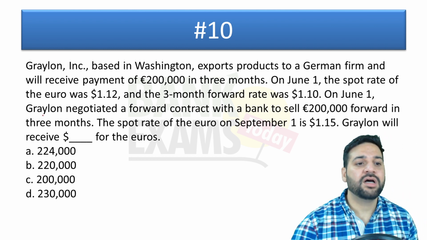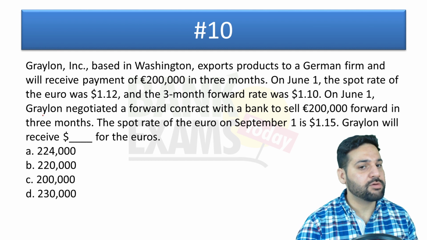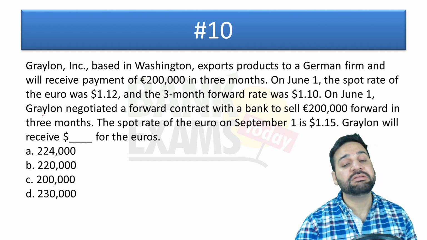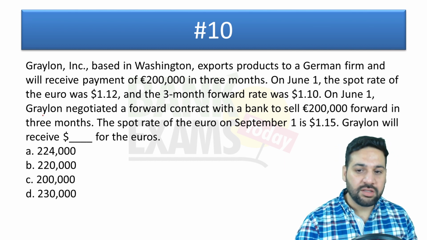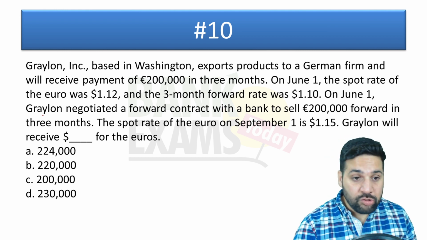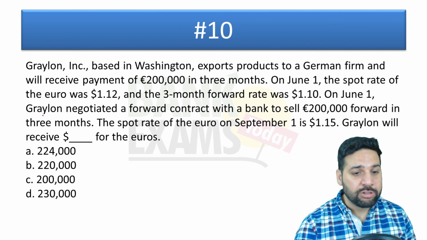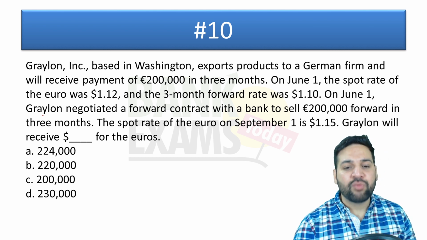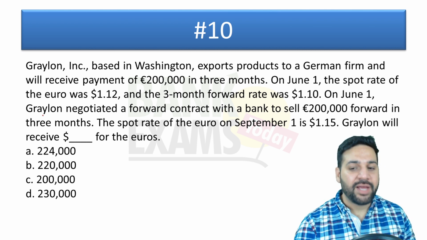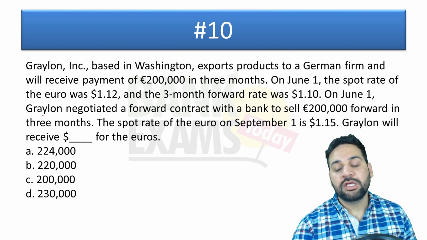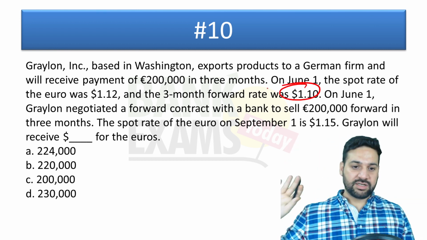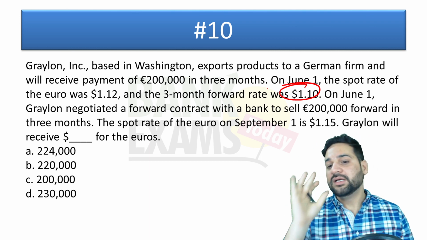This one is important. Graylon Inc., based in Washington. This is a 2-marker question. It exports products to a German firm and will receive payment of 200,000 euros in 3 months. On June 1, the spot rate of the euro was 1.12 and the 3-month forward rate was 1.10. On June 1, Graylon negotiated a forward contract with a bank to sell 200,000 euros forward in 3 months. So this is the rate he fixed, no matter what.